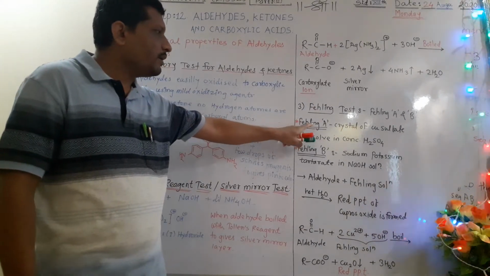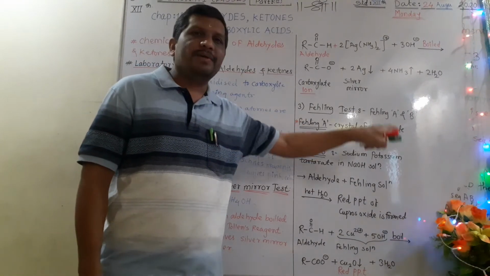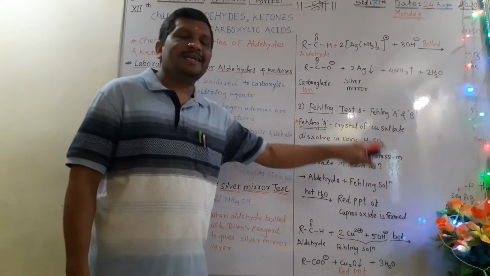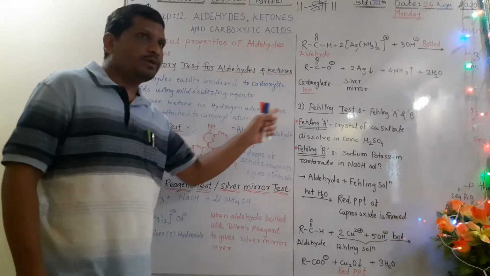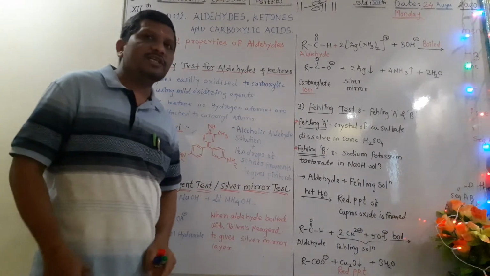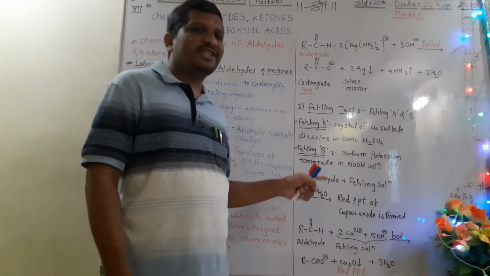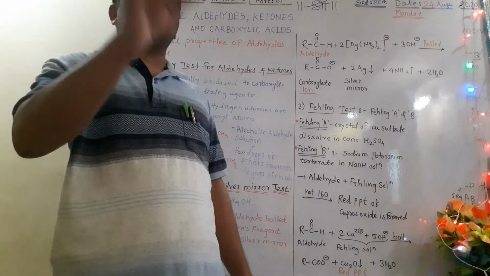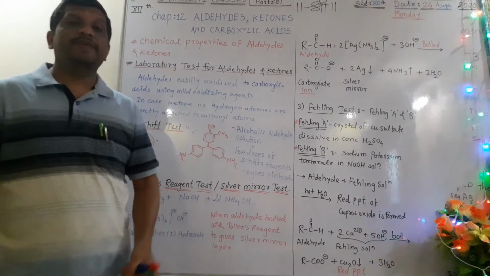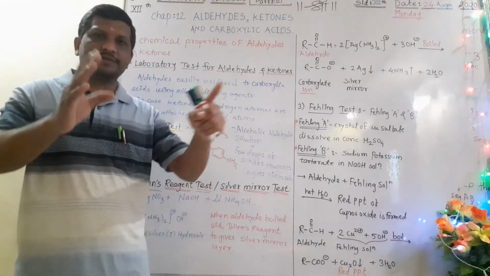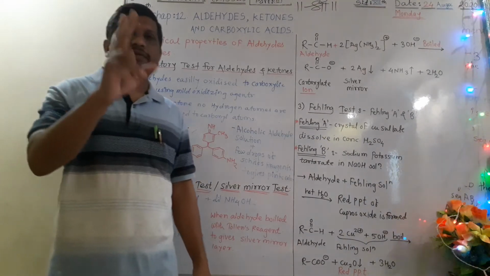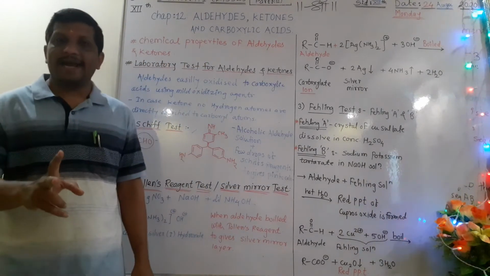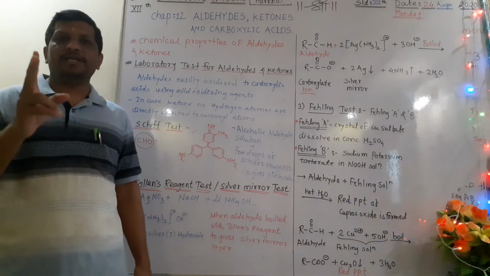Fehling's A is crystals of copper sulfate, and these crystals dissolve in concentrated H2SO4 solution to give Fehling's A solution. Fehling's B solution is sodium potassium tartarate in NaOH, sodium hydroxide solution. Now it's very easy. These two types of Fehling's solutions are useful to identify an aldehydic solution, or to identify the CHO group.